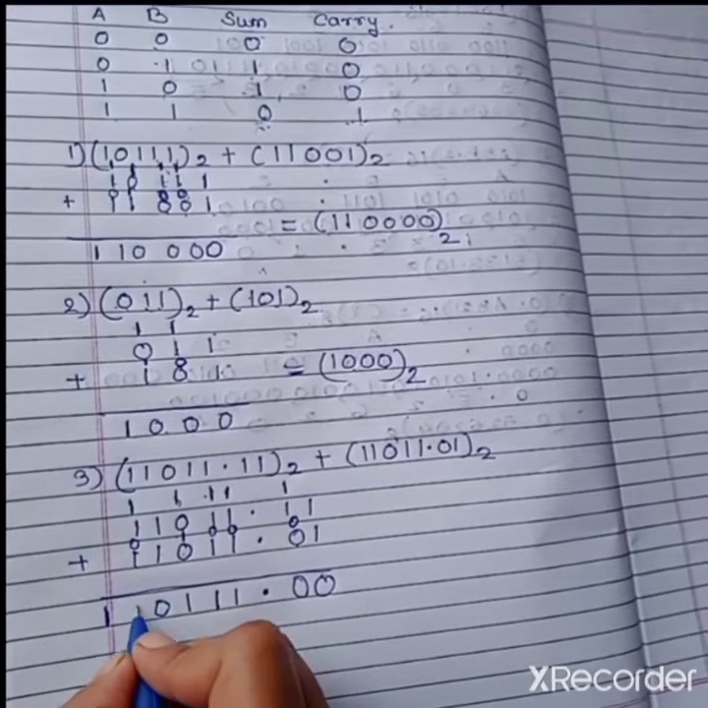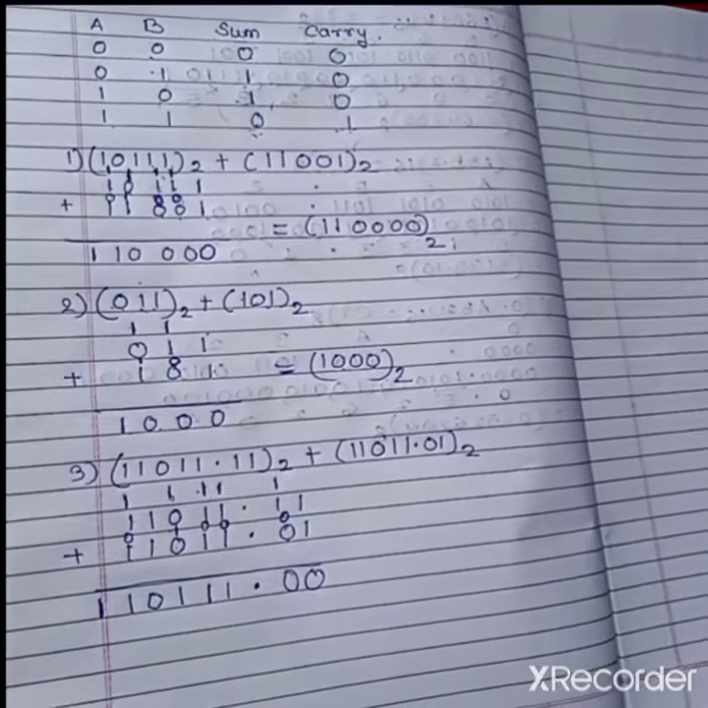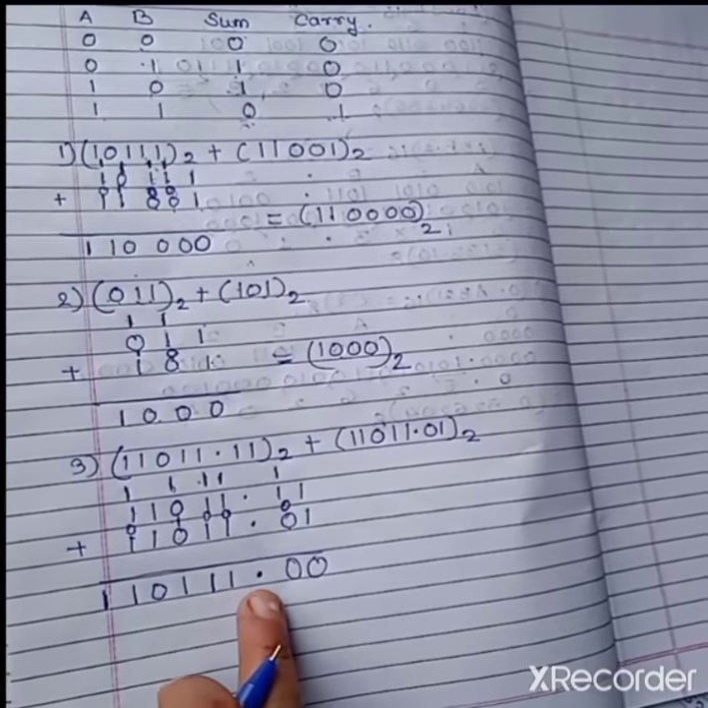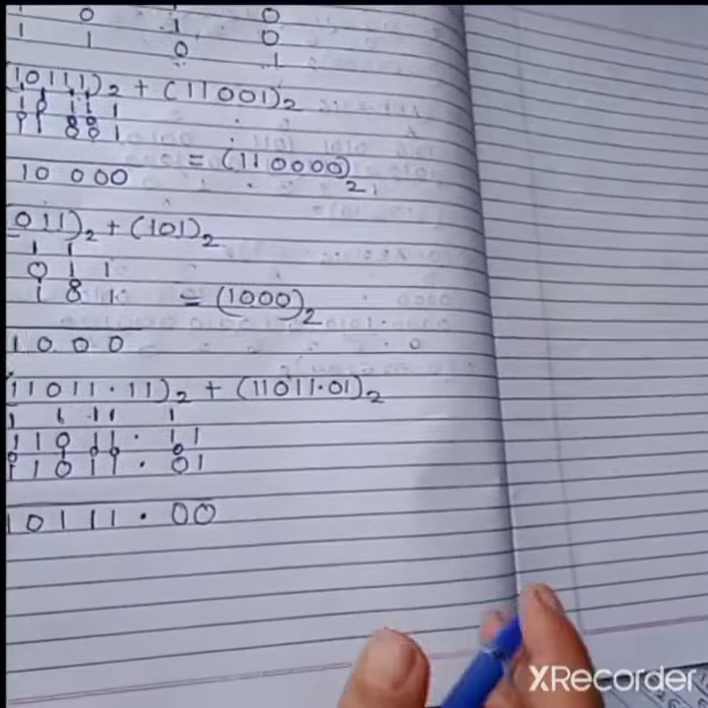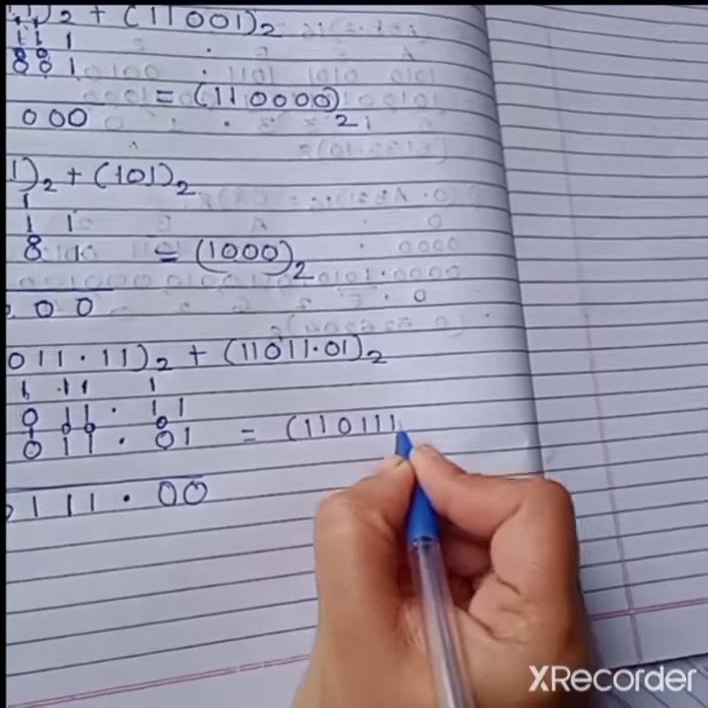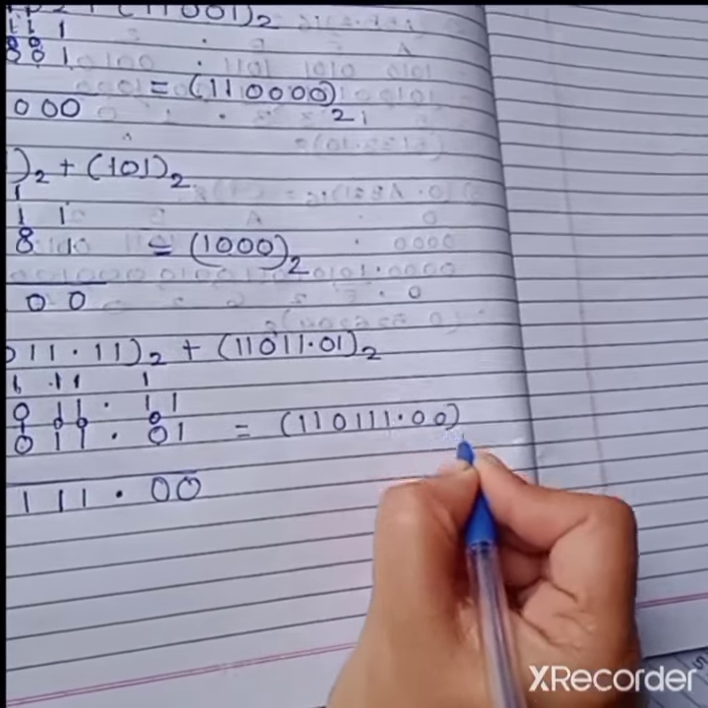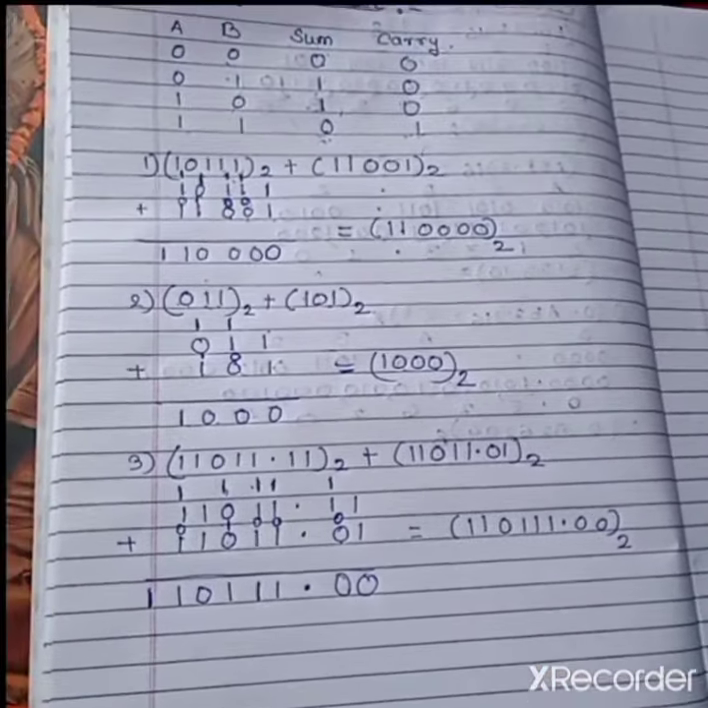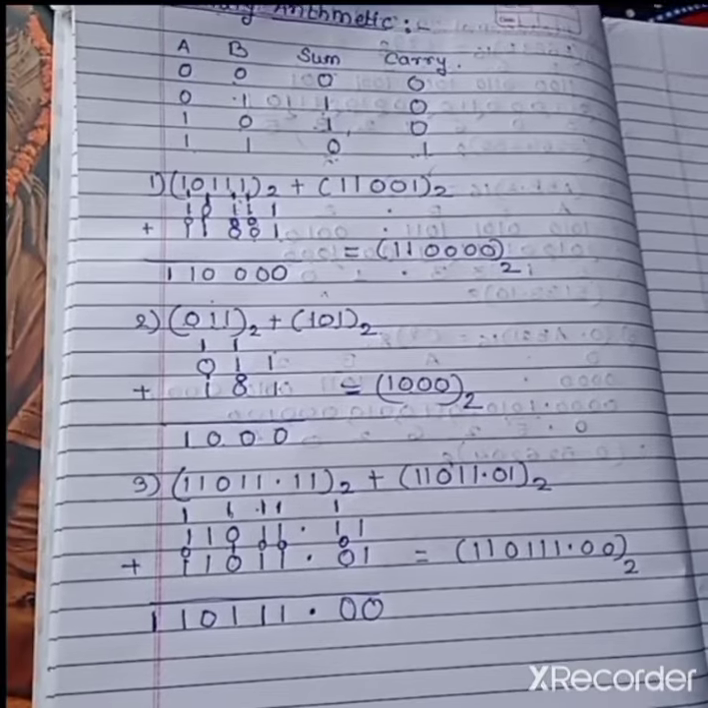0 plus 1 is 1. So this is your final answer, 110111.00. So final answer, write down like this. This is your final answer. Just follow the rules.